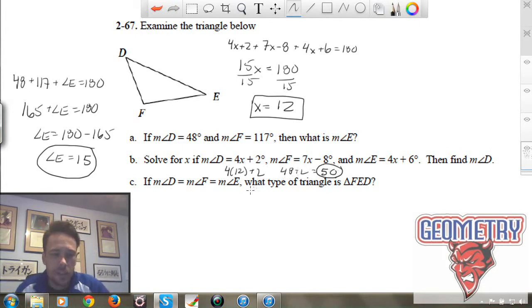And the last part says if the measure of angle D equals the measure of angle F equals the measure of angle E, what type of triangle is triangle FED? If all three angles are the same, that means all three sides are the same. It means it's an equilateral triangle.